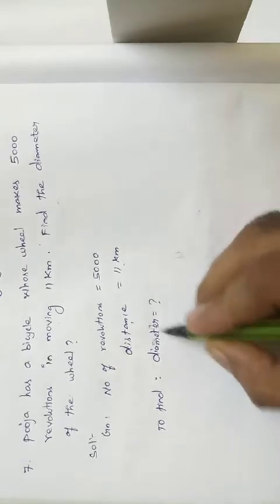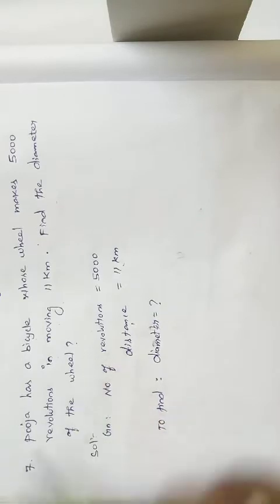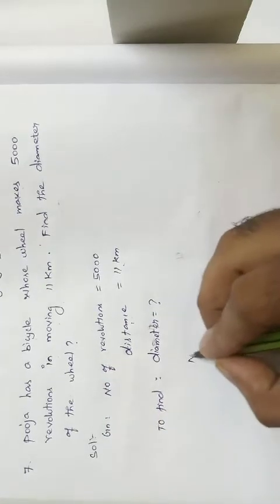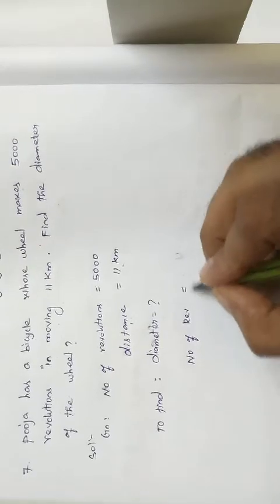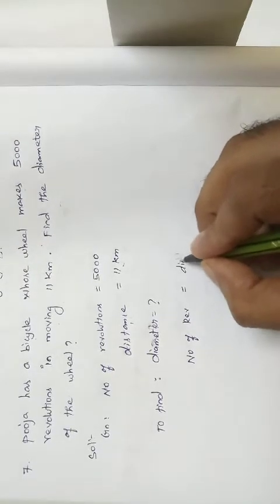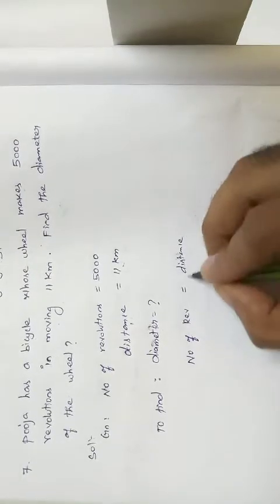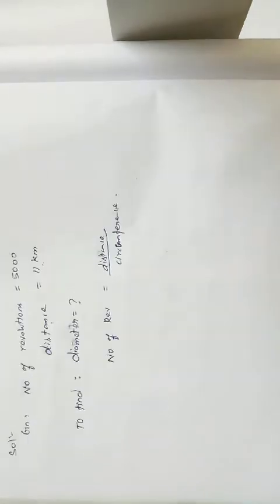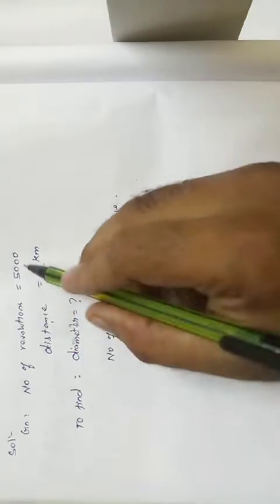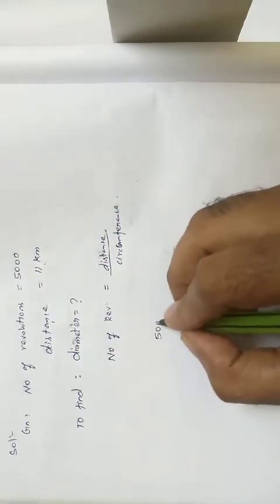So if you know the radius, then we can easily find that. By using the formula, which formula? Number of revolutions is equal to distance traveled in 1 minute divided by circumference. Here number of revolutions is nothing but 5000.